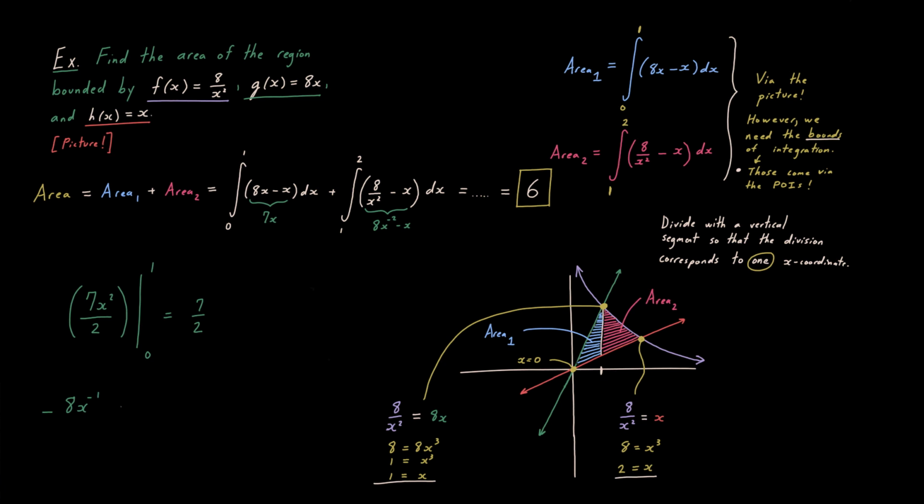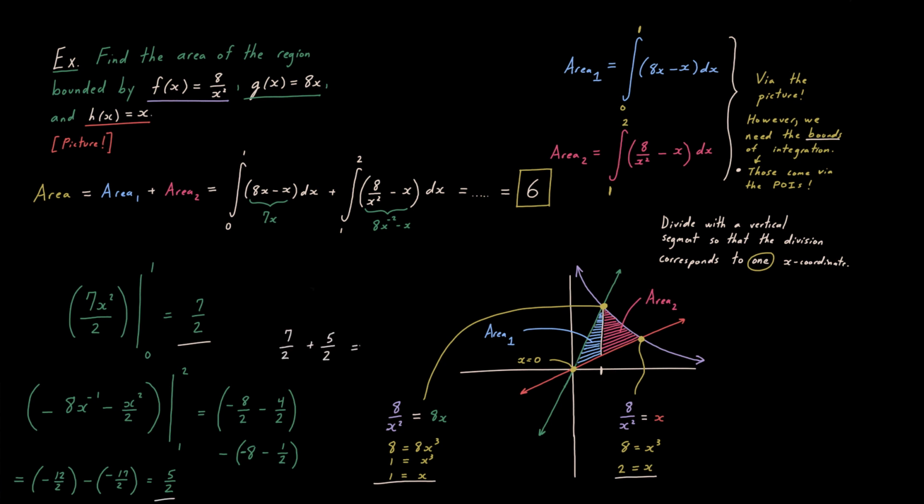8 over x squared minus x, I can write that as 8 times x to the negative second. Integrate, lower bound, upper bound, 1, 2, respectively. Throw in, subtract, and common denominators, and that should have been a negative 8 right there. There we go. And there we have it. That's how the cookie crumbled. 7 over 2 plus 5 over 2, 12 over 2, or 6.